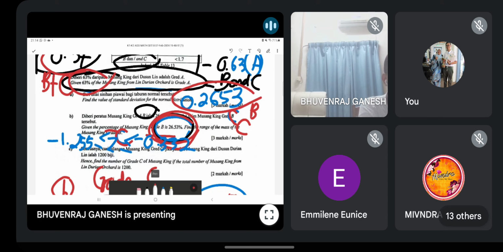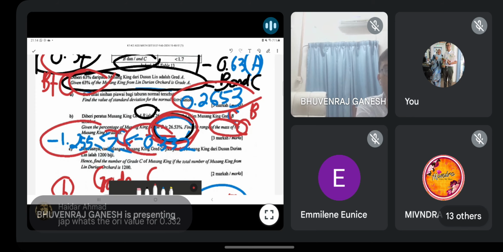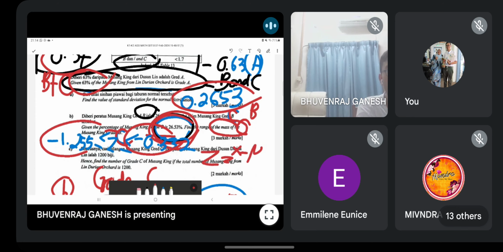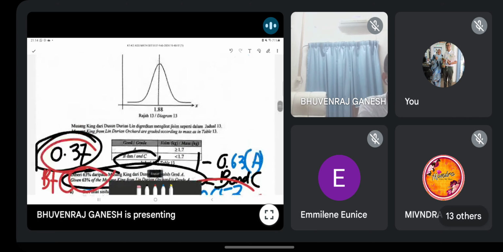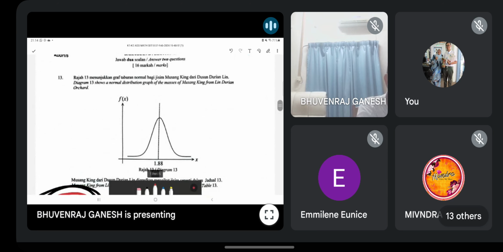Okay, but we never answer the question yet. They talking about the mass. This one is score Z. So guys, Z equal to X minus mean over standard deviation. Am I right? So sekarang kita kena dapat X ni. What is the mean? Mean, you can refer from the jadual. Okay, the mean is always the highest value at the peak, ketinggian yang tertinggi. So this is your mean.